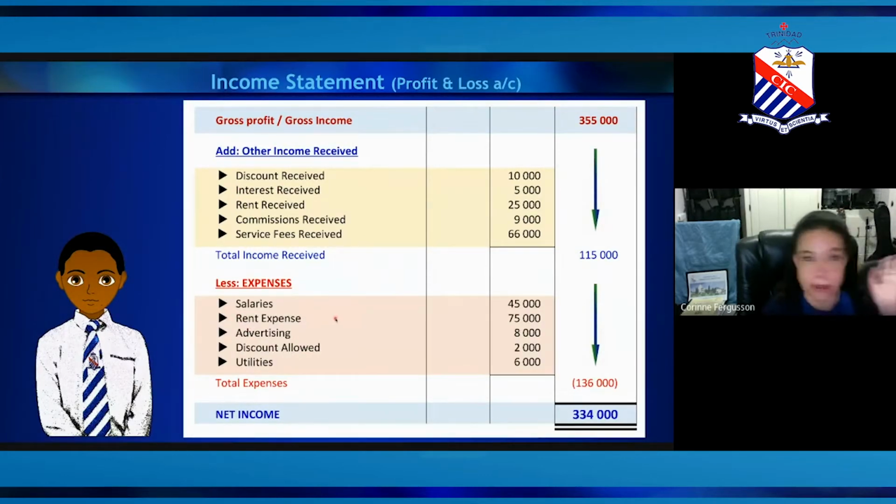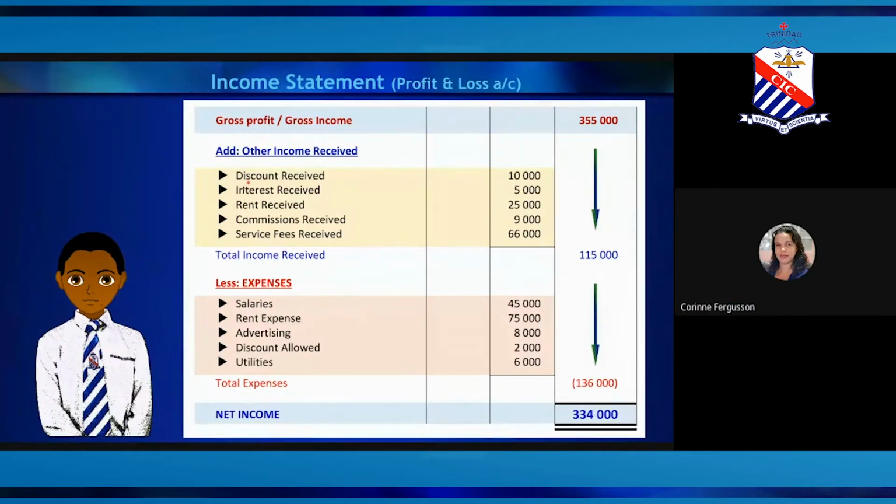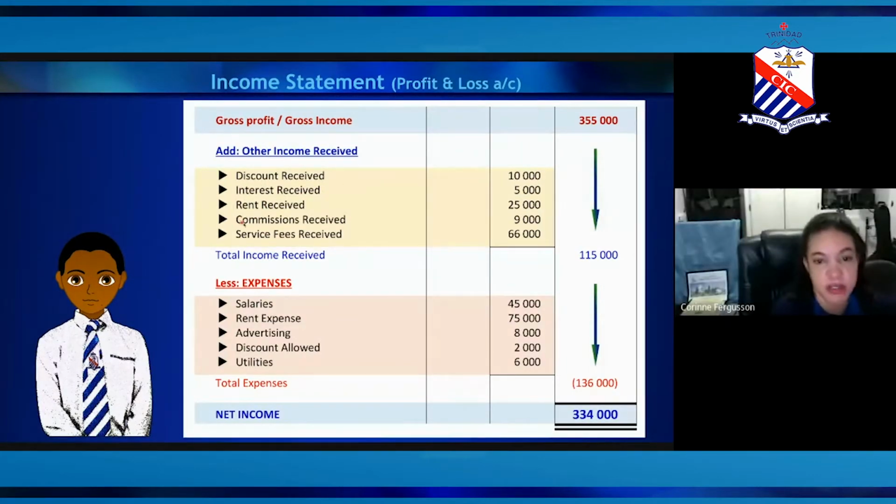If you remember, we're going back to doing these things again, where you calculate your gross profit and then you add revenue. So the revenue here, like discounts received, interest received, rent received, commissions received, service fees received, all your revenue that goes here would be the revenue that is earned, or the income that is earned, whether it has been received or not, or whether you received more or not. So this is what we're going to be working out, what is earned.